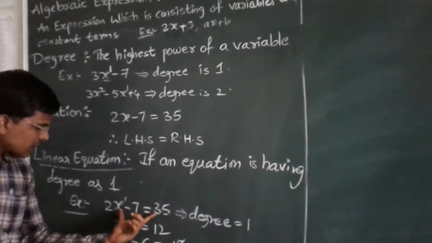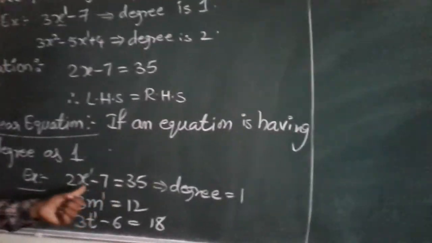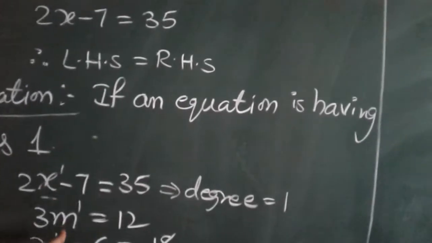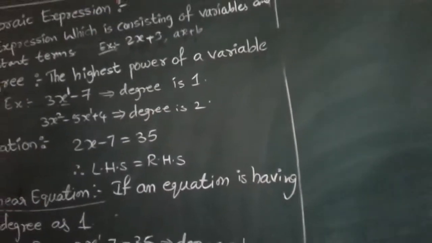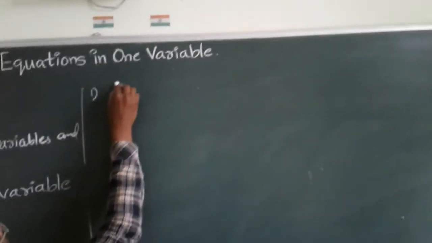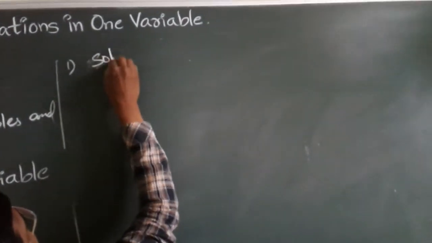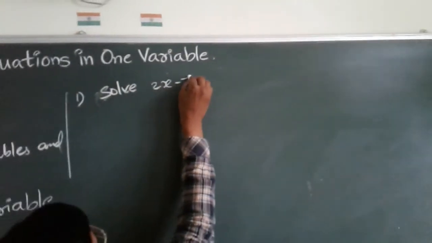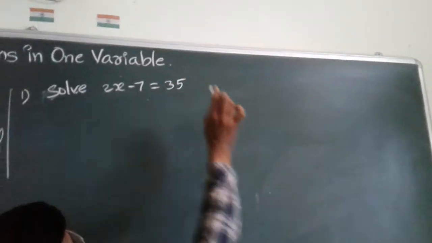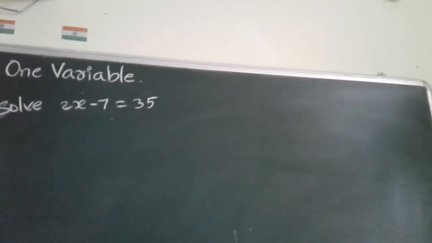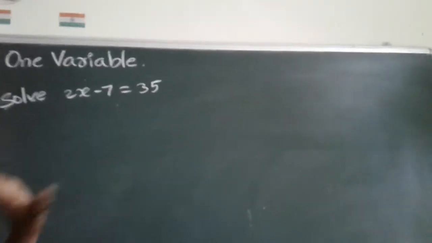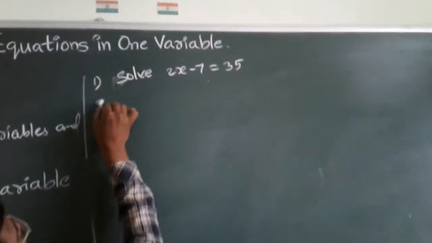Now we are going to solve these problems. Solving means we have to find the individual x value, m value and t value. So how to solve these problems? Let's see. First problem: solve 2x - 7 = 35. Solve means indirectly it is asking us to find the value of x. See the solution.